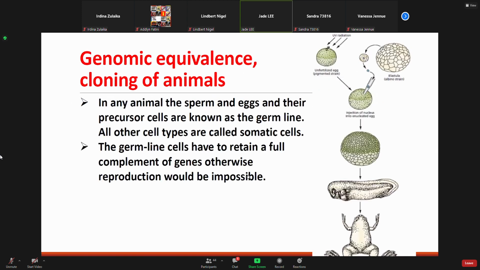Another one is genomic equivalence or the cloning of animals. So in any animals, the sperm and eggs and their precursors are known as germline. And other than that, they are called somatic cells, right? And the germline cells are to return the full complement of the genes, otherwise reproduction will not be possible. That's why you see this genetic material is very well kept in the nucleus of the sperm and also in the eggs. But can we use a somatic cell to generate a whole new organism? Is that possible?